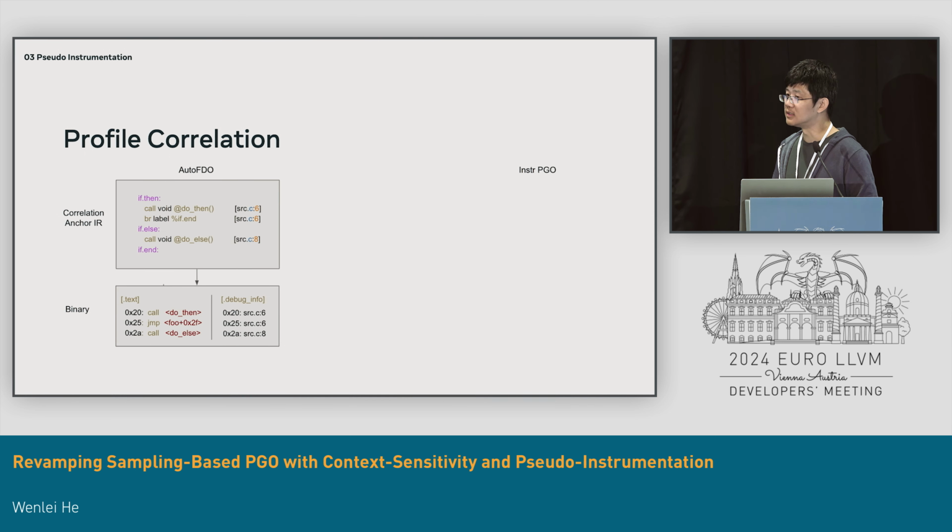Start with AutoFDO. This is the sampling-based PGO implementation in LLVM. It uses debug information as the correlation anchor. The obvious benefit is that it has zero overhead, because generating debug information doesn't slow anything down. But we all know that debugging fully optimized code can sometimes be challenging because debug information from fully optimized code isn't that reliable. That same challenge also applies to correlation. For that reason, LLVM sometimes doesn't have the best correlation quality.